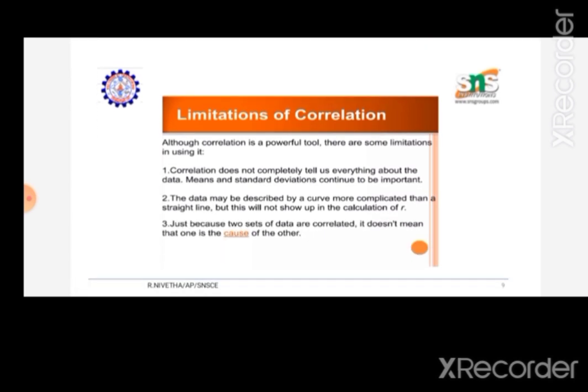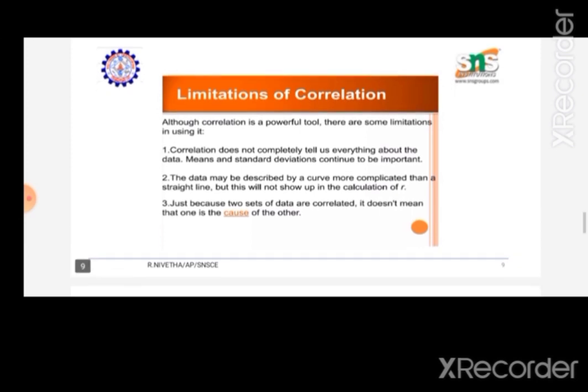Limitations. What are the limitations of correlation? Correlation does not completely tell us everything about the data. The means and standard deviation continue to be important. The data may be described by a curve more complicated than a straight line, but it will not show up in a calculation of small r. The correlation coefficient is represented by small r. Just because two sets of data are correlated, it doesn't mean that one is the cause of the other.